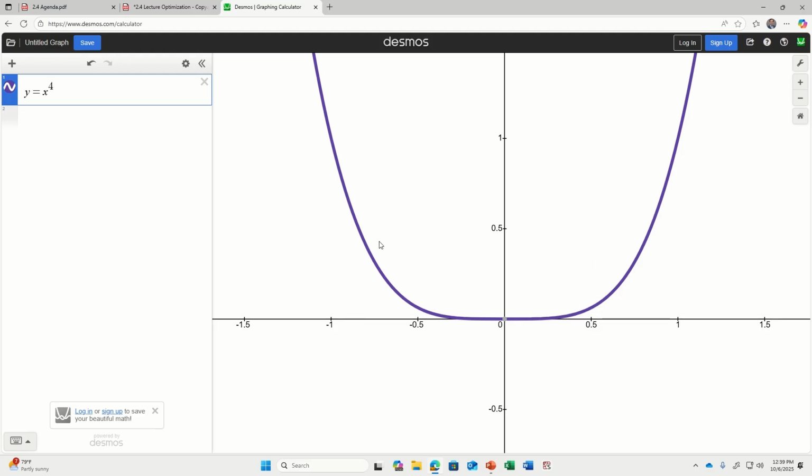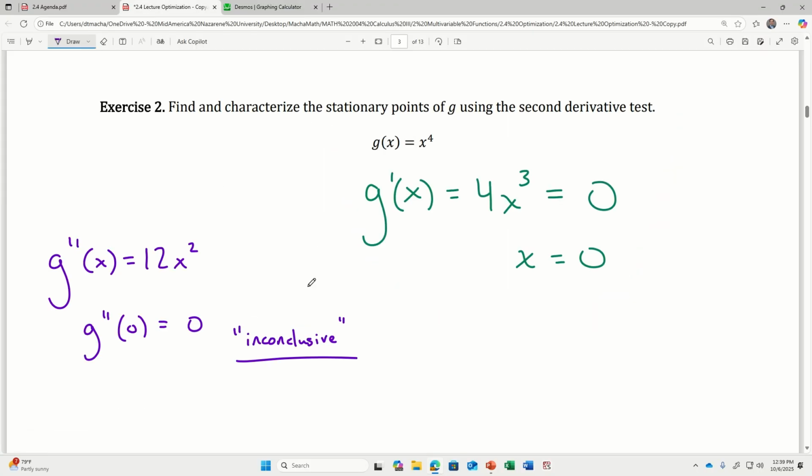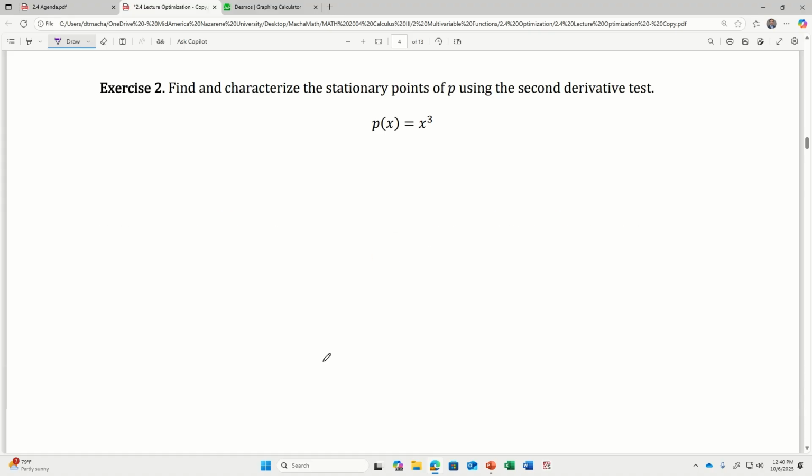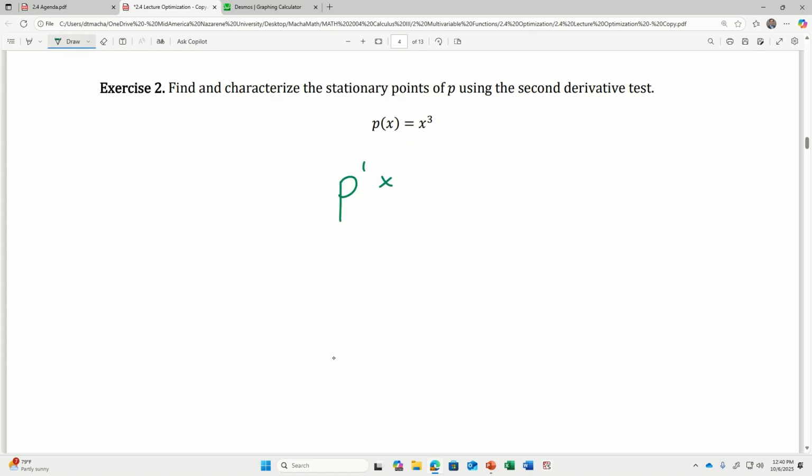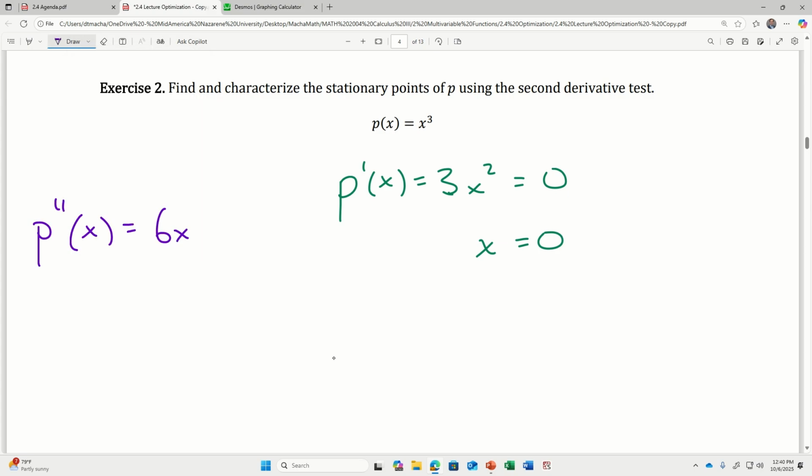But I couldn't tell from the second derivative because the second derivative went to 0. So that's one example of a way it's inconclusive. Here's a different function. And again, quickly, let me find the stationary points by taking the derivative and setting it equal to 0. There's only one stationary point at x equals 0 again. Let's take the second derivative and then plug in x equals 0.